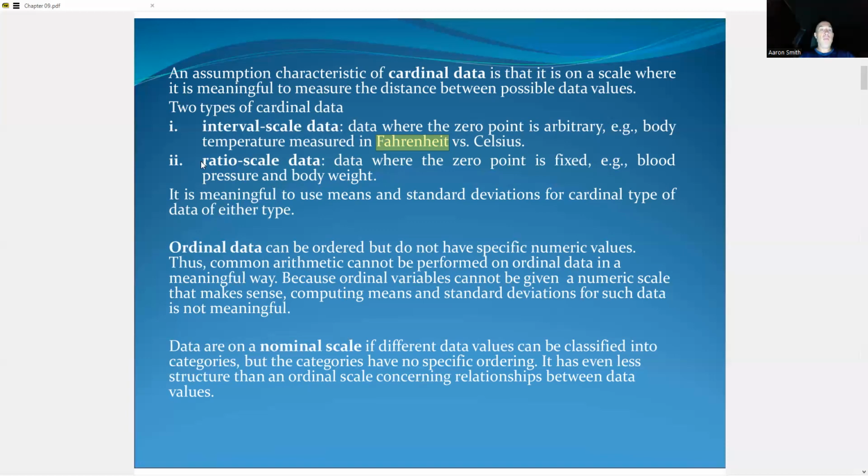Ratio scale data is where 0 on one scale is the same as 0 on another. So an example for this one is if I'm measuring in pounds and kilograms, 0 pounds is the same as 0 kilograms. 0 meters is the same as 0 feet. If I get a 0, it doesn't matter what particular unit I'm using for measuring, I'm going to get the same one every single time. I get 0 every single time.